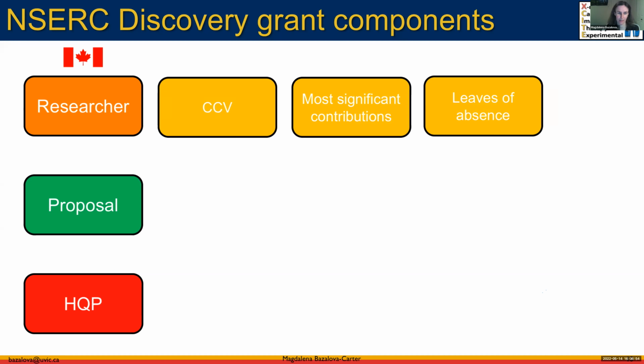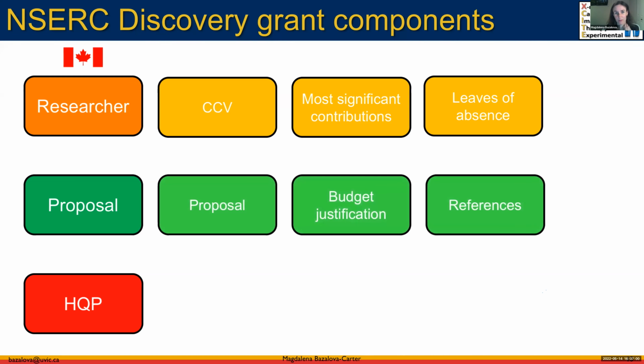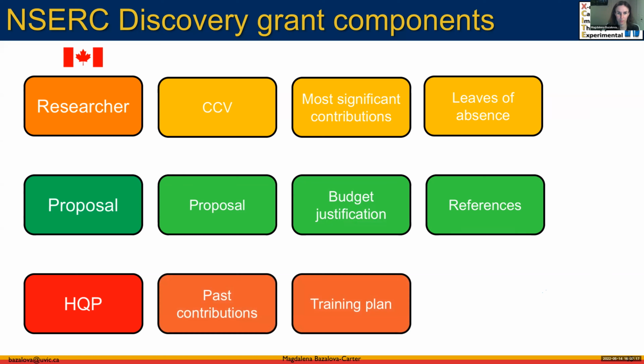And of course, you have to submit the proposal, and most of this talk will be on the proposal. That is the actual proposal, but also the budget justification, and also references. You want to make sure that this is all complete, and it all matches and is consistent throughout the entire grant application. And for this highly qualified personnel, or trainees, we have to talk about past contributions to trainees. Again, what have our trainees done? But we also have to very clearly describe what our training plan is. How are we going to be training people if we get funded? And again, Canada is very focused on HQP, or on training students and postdoctoral fellows as well.